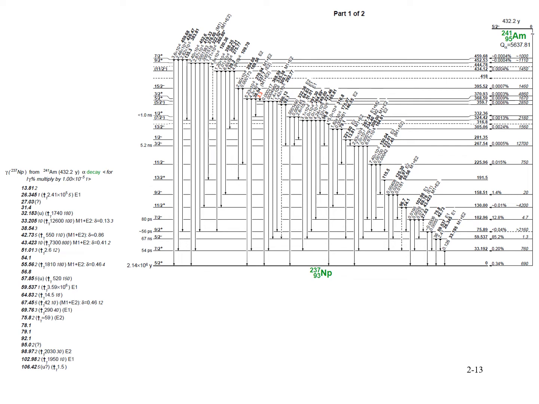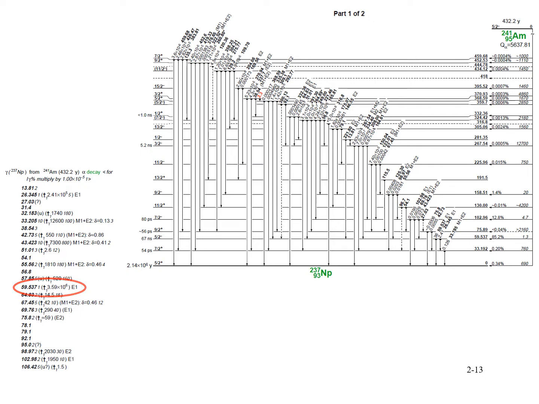Another example of a decay scheme, which you should be able to interpret, is shown here for the decay of americium-241. Americium-241 is known to have a photon, the gamma decay, at around 60 keV, shown here. The yield for this transition is around 36%. So 36% of the time this photon is observed.